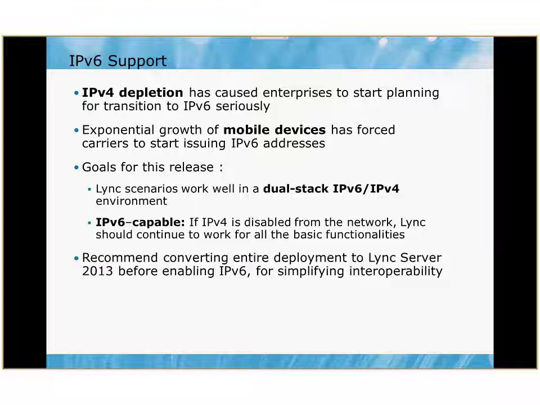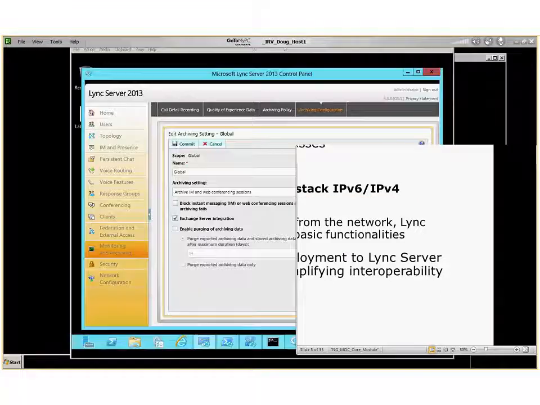We talked about, again, IPv6. IPv6 actually is now supported with Lync 2013. It is really recommended that you get in what we call a dual stack here. So you actually will go in and use both IPv4 and IPv6. If we look at it from a topology standpoint here, let me bring the topology builder back up.